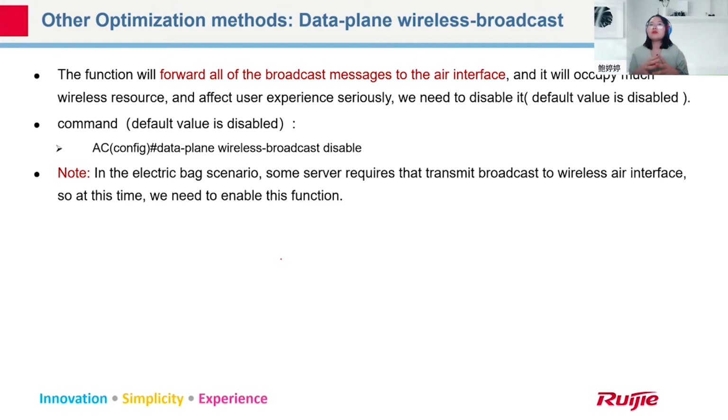So in this scenario, we hope that some broadcast messages can be forwarded only to the air interface, or maybe there is no need to forward them to the air interface, so that this air interface can forward normal messages successfully. In this scenario, we can disable the function of the wireless broadcast. By default, this value is disabled. The configuration is data plane wireless broadcast disabled. In some special scenarios, we hope to enable this function, but by default it is disabled and we do not need to enable it.